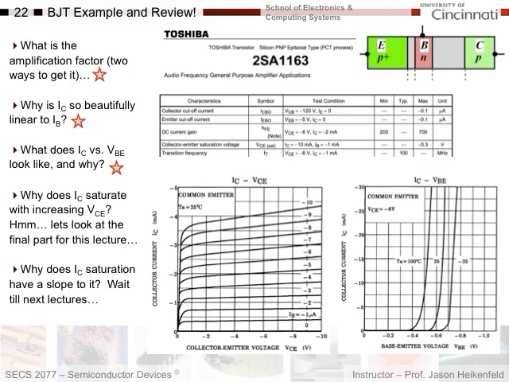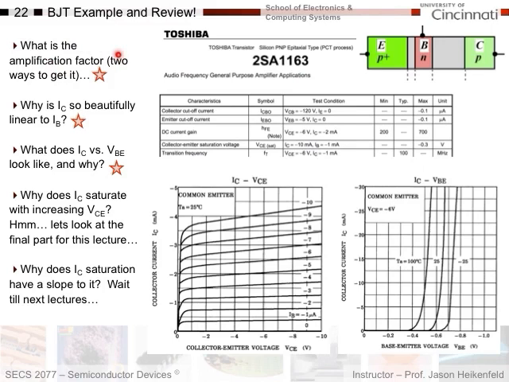So here's our spec sheet. It's for a commercial PNP BJT. Here's the part number. It's by Toshiba, and it's an audio frequency general purpose amplifier. Okay? So the first question I have is, how do you get the amplification factor?